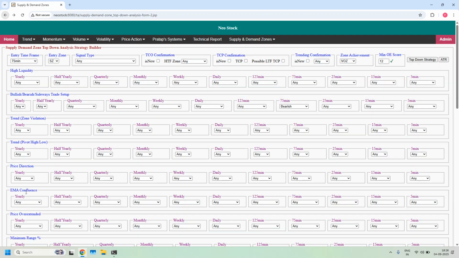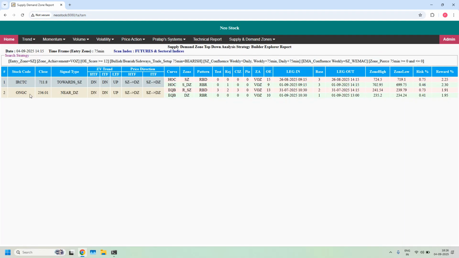So we can further filter based on weekly supply zone having weekly EMA confluence. Both are filtered. That means both these supply zones have a higher probability of success, provided lesson 20 checklist items are satisfied. Otherwise, there are higher chances of zone violation. So this is bearish trade setup for weekly income trade.